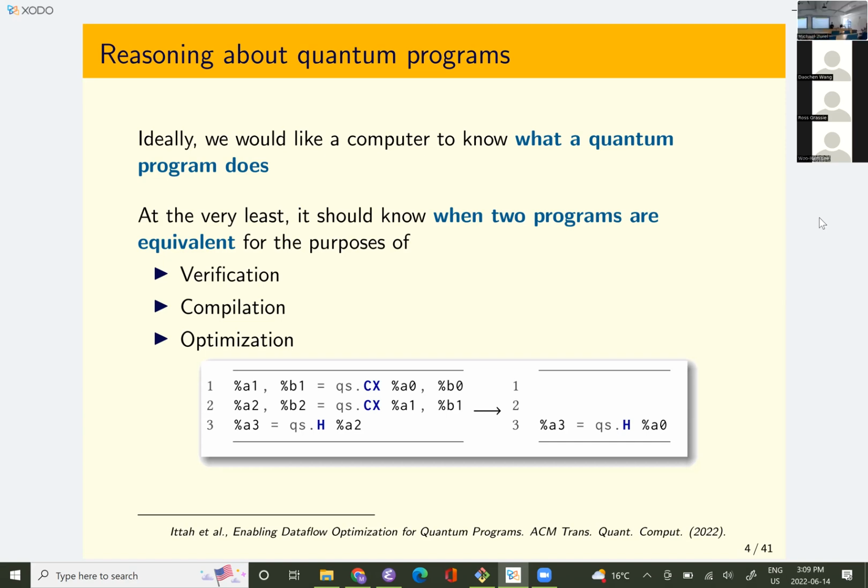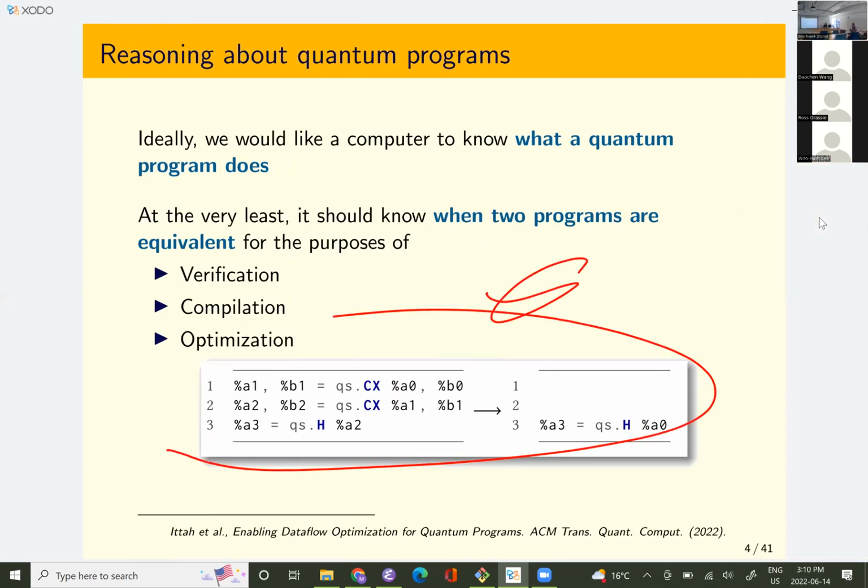Ideally, we would want a computer to really understand what a quantum program does. But in the linear algebraic model, that would involve computing some sort of huge matrix. We can't actually do that. So what we typically do is have computers understand when two programs are equivalent, using things like circuit rewrite rules. You can verify or optimize quantum programs using these equivalences between circuits. This is an optimization taken from a recent paper this year, which in the end is still doing the classic thing of saying, look, we have a CX gate, a CNOT gate on 2 qubits, followed by a CNOT gate on 2 qubits. So we can cancel those out. It's equivalent to the identity.